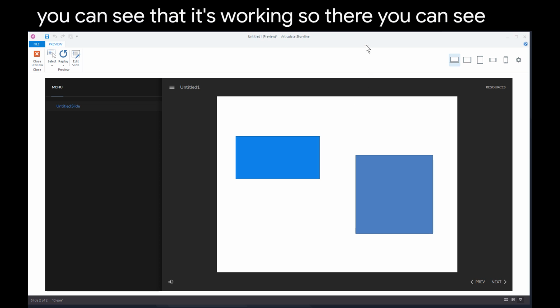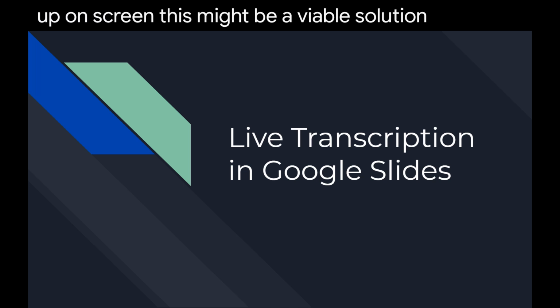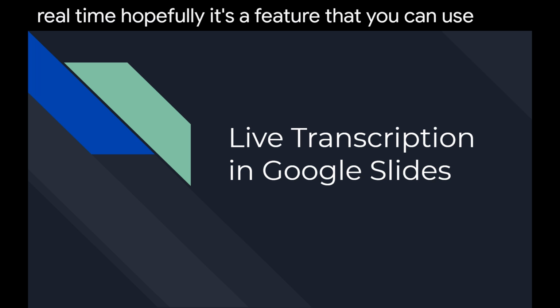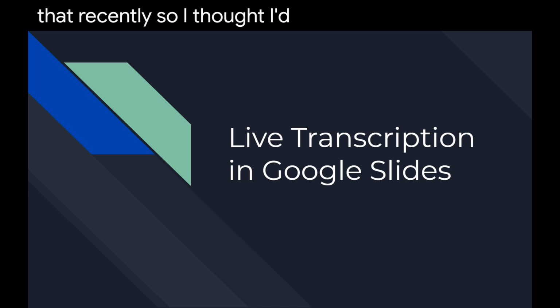So there you can see, if you're doing a presentation like this, or even doing software demos, and you want to be able to have text up on screen, this might be a viable solution for you. But it's pretty cool the way it does this in real time. Hopefully it's a feature that you can use. It's been out for a while, but I had some people ask about that recently, so I thought I'd do a quick tutorial on that.